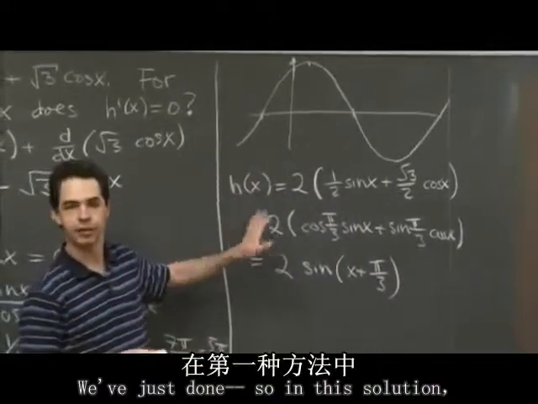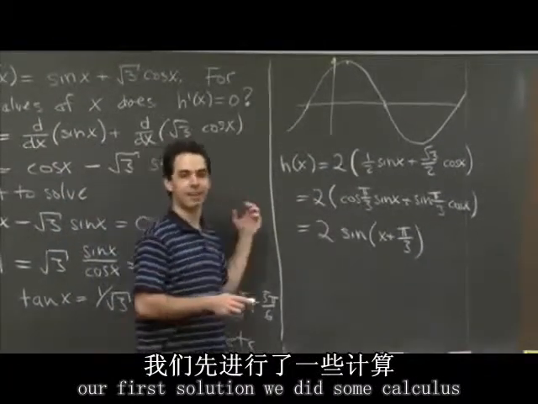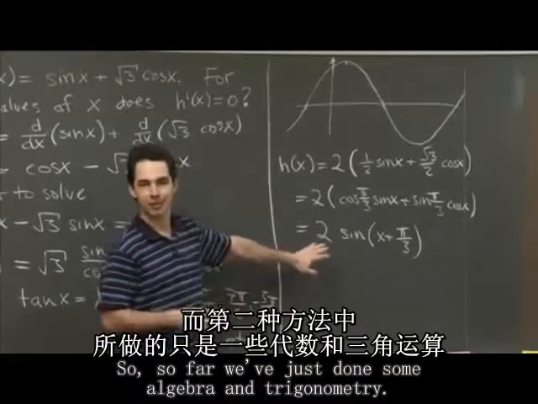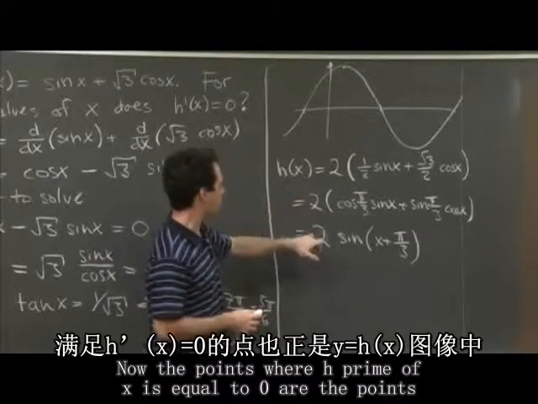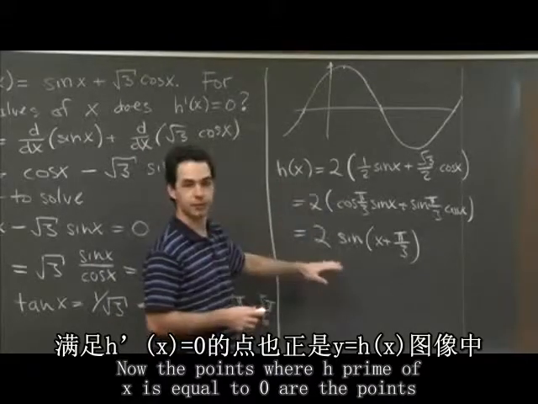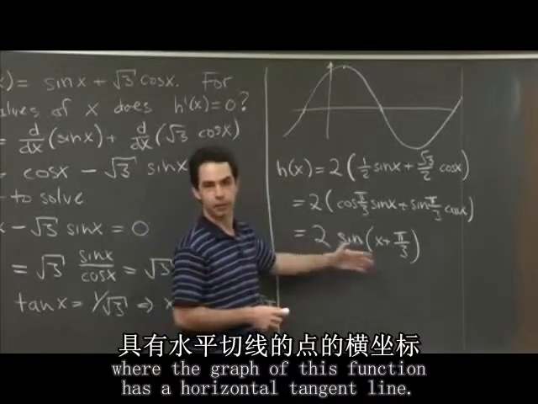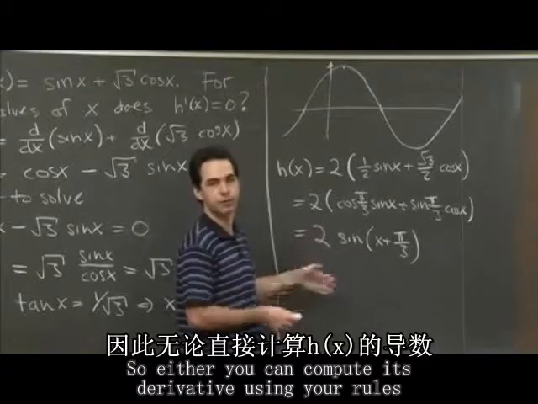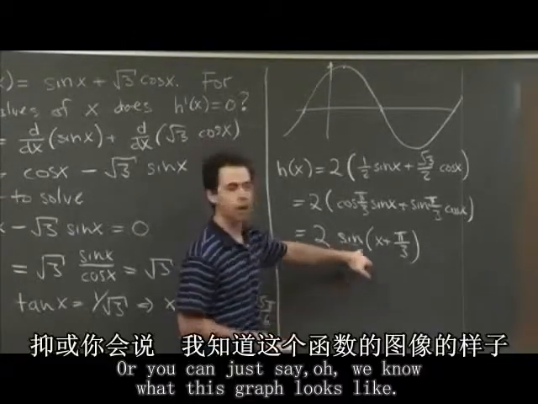In our first solution, we did some calculus first and then some algebra and trigonometry. So far we've just done some algebra and trigonometry. Now, the points where h prime of x is equal to 0 are the points where the graph of this function has a horizontal tangent line. So either you can compute its derivative using your rules or by the definition, or you can just say, oh, we know what this graph looks like.